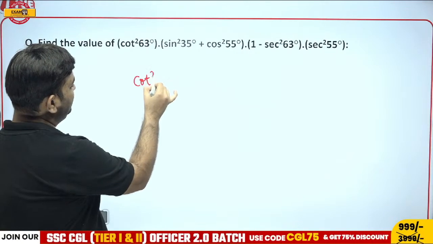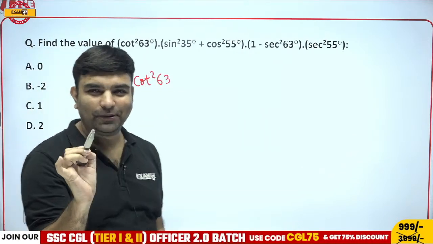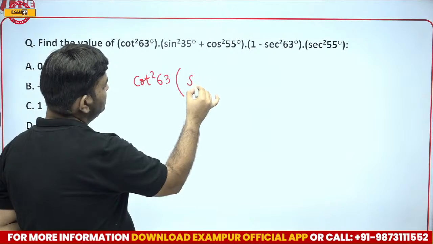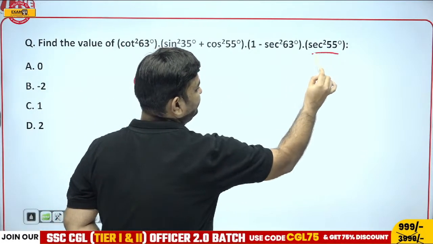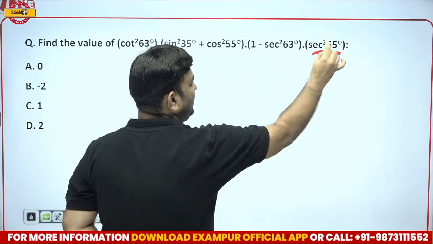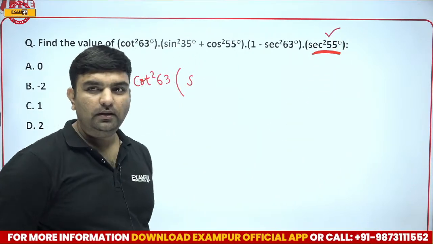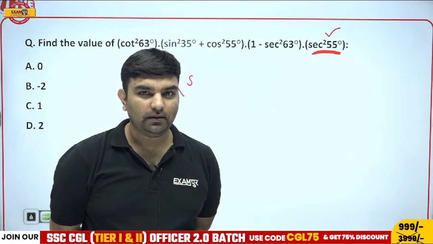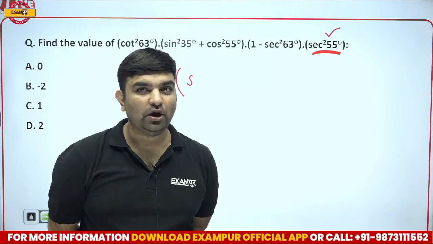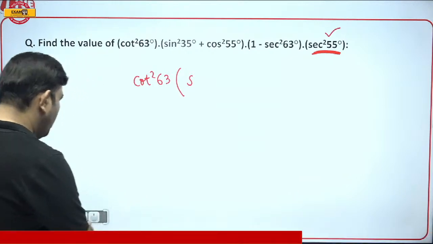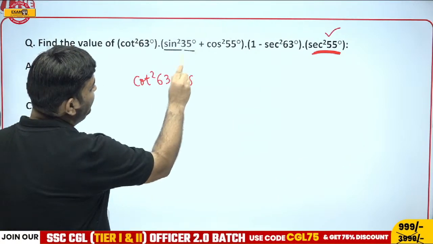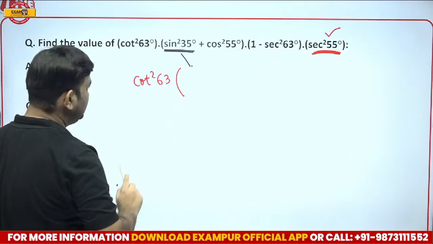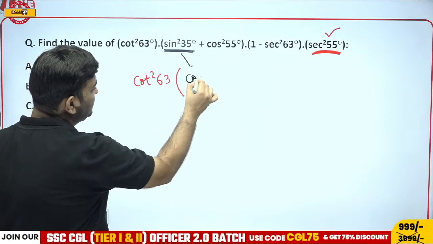Cot square 63, we will deal with it now. Here it is sec square 55. Sec 55 can get cancelled out with cos 55. You know the complementary pair of sine is cos. So write sine 35 as cos square 55.